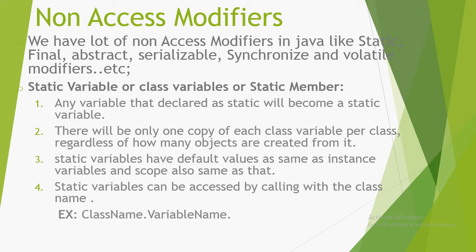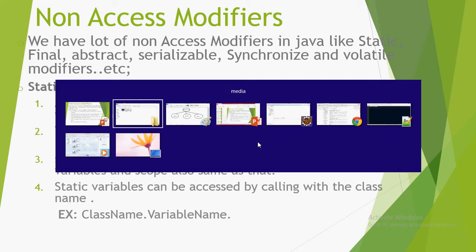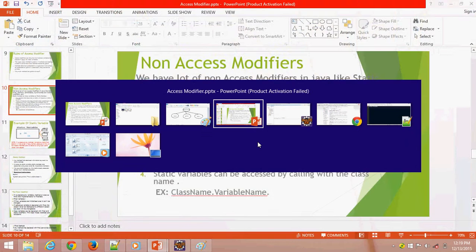If any variable is declared as static, it becomes a static variable, and there will be only one copy of each class variable per class. Class variable is nothing but static variable. Per class there will be only one static variable memory reference regardless of how many objects we created. Let me discuss this with a simple example.